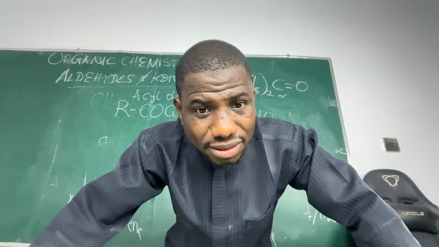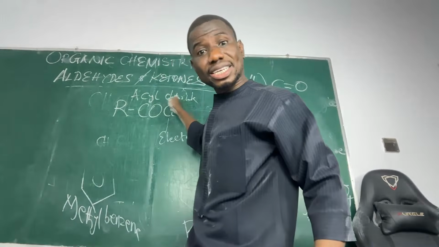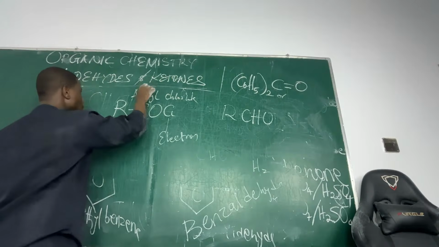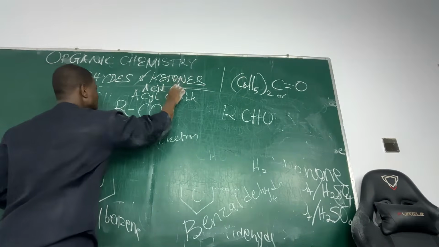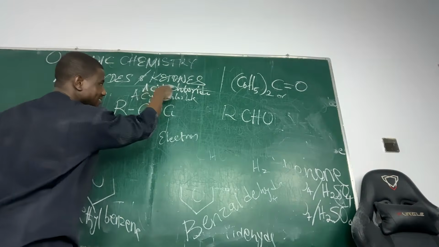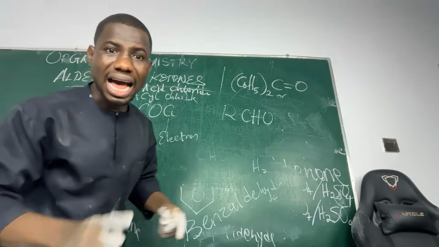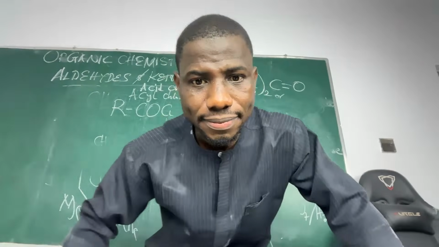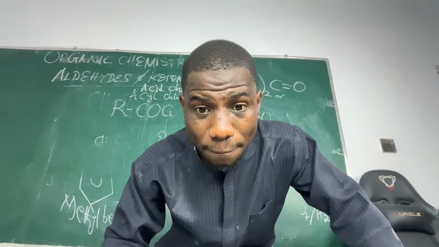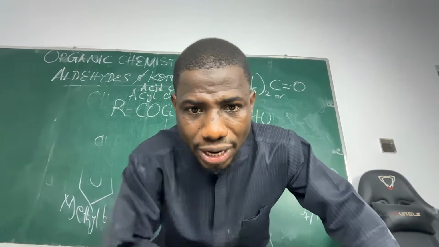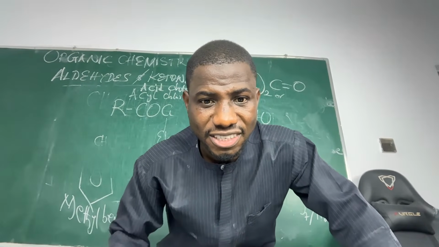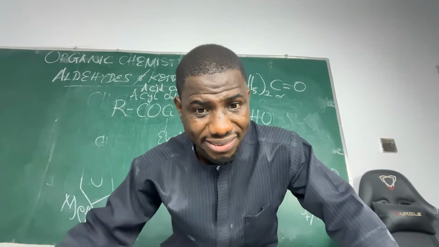Take note of that. It's either you call it acid chloride or acyl chloride. They represent it with the formula RCOCl. An example of the compound there is ethanoyl chloride, CH3COCl.